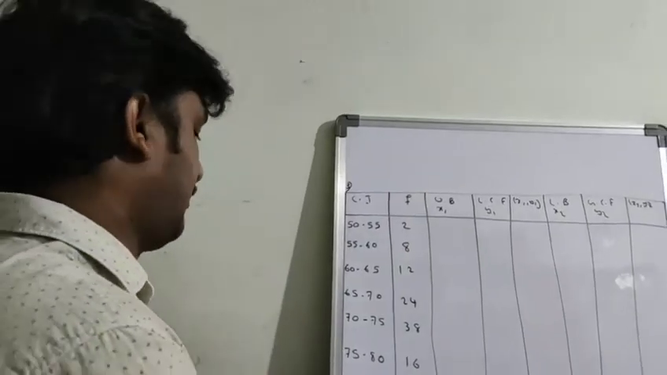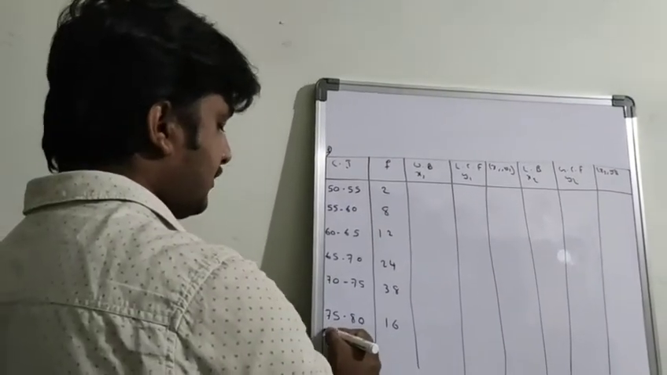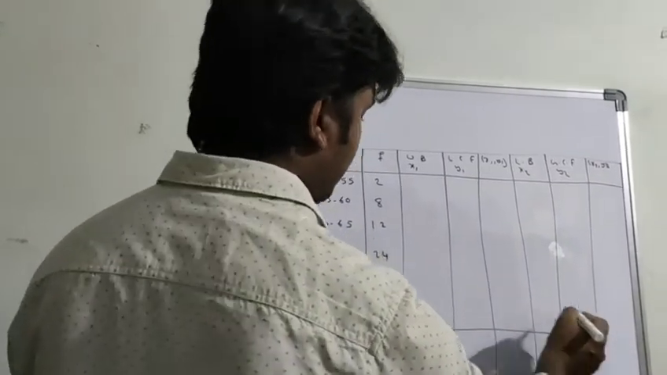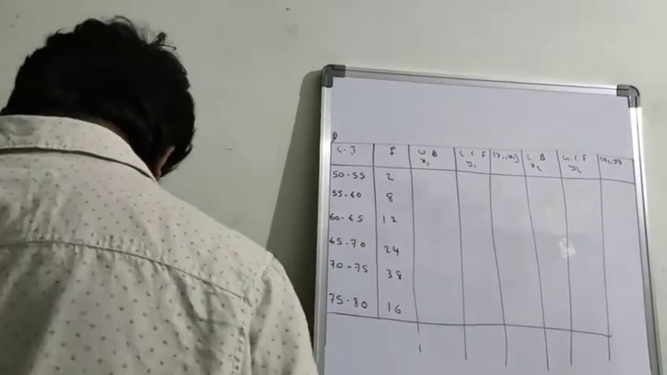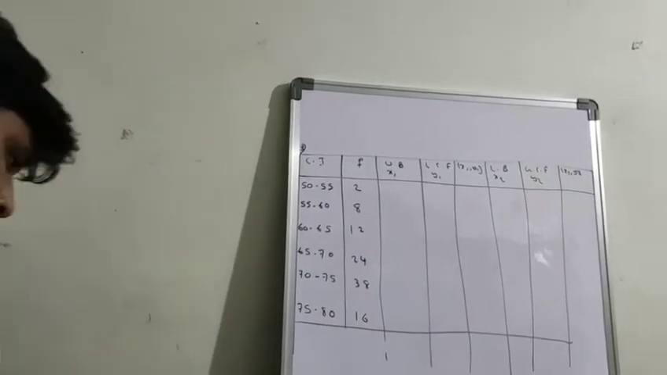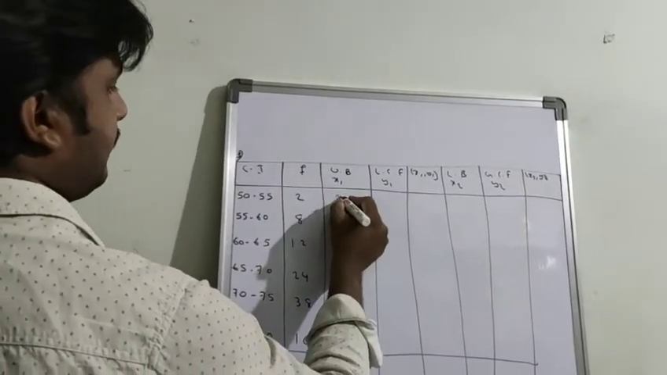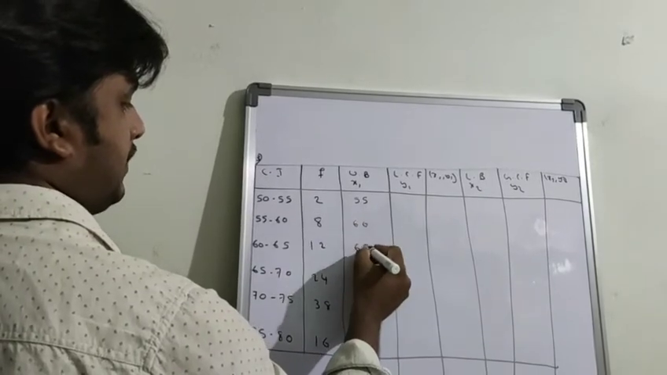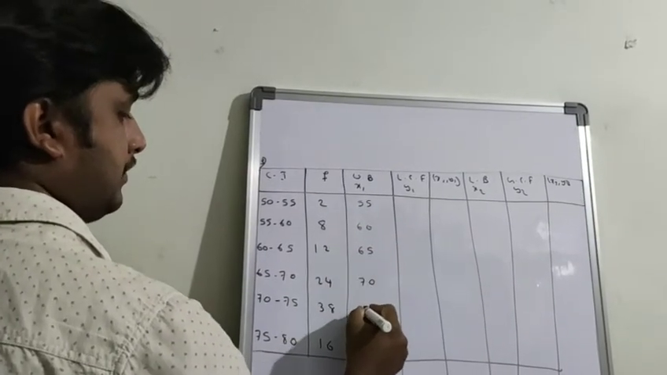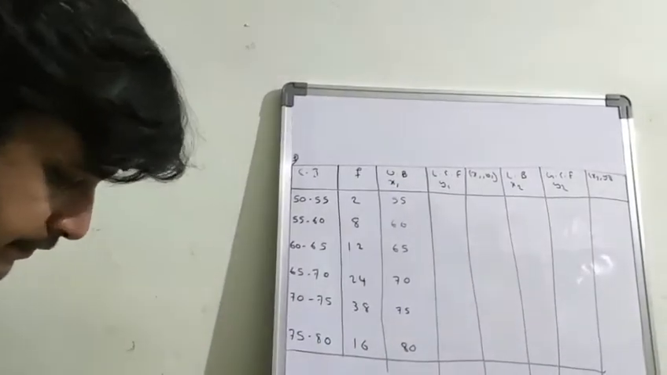So it is the frequency. Say for example, if it is from the start till the end in ascending order, then it will be the less than cumulative frequency, not the frequency. At that time, you have to find out the frequency. But here, we have no problem for this one. So see, the upper boundaries are 55, 60, 65, 70, 75, and 80.